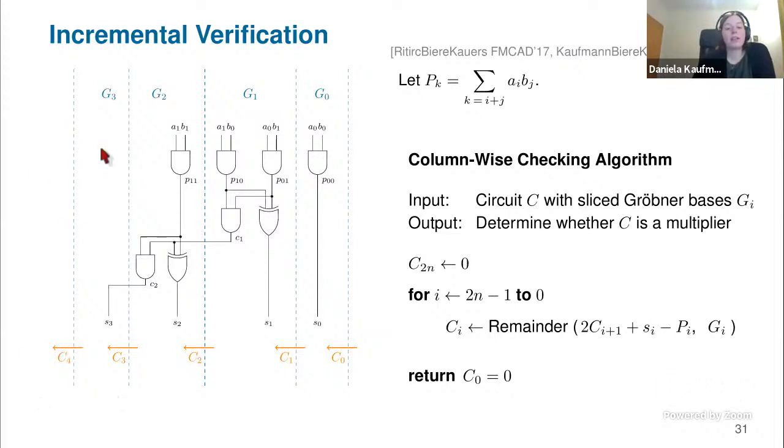So we cut the multiplier in such a way that each slice contains only one output bit. Then we start at the most significant output bit and verify the correctness of these slices until we are at the least significant output bit, and there we check whether the final remainder is 0.